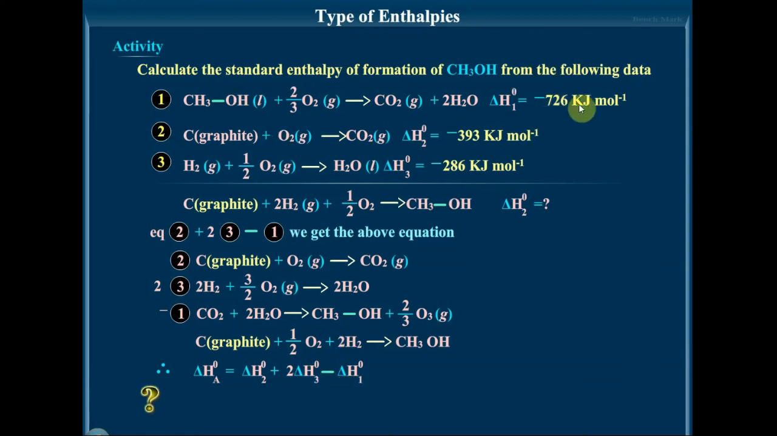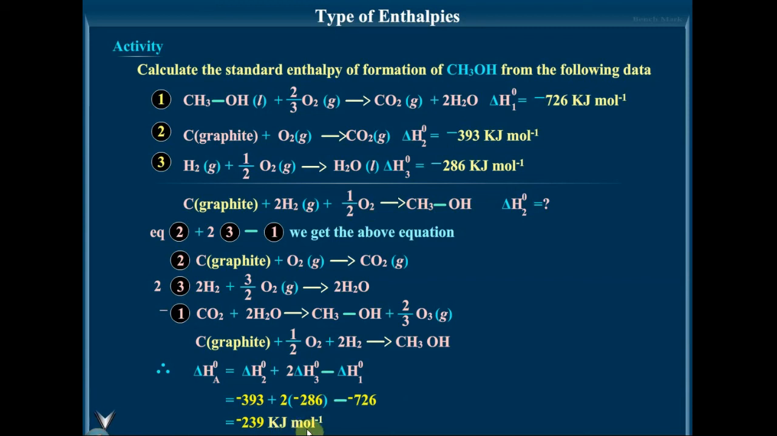So you are first doing the equations. The same thing has to be done for the enthalpy changes also. The second one is minus 393 plus 2 into minus 286. That is what we have written here. Minus of minus 726. Put the values as such there. So calculating all this, the delta H of this one, that is C plus 2H2 plus half O2, the formation of CH3OH, you get the value as minus 239 kilojoules per mole.